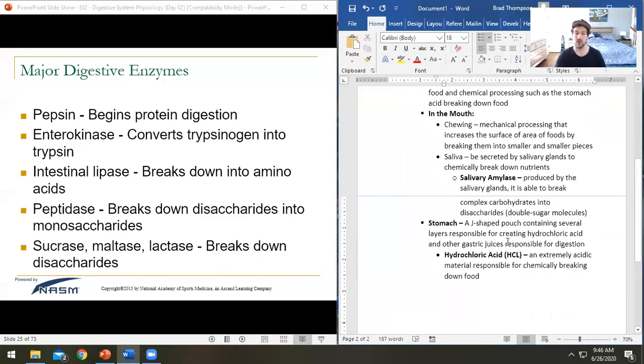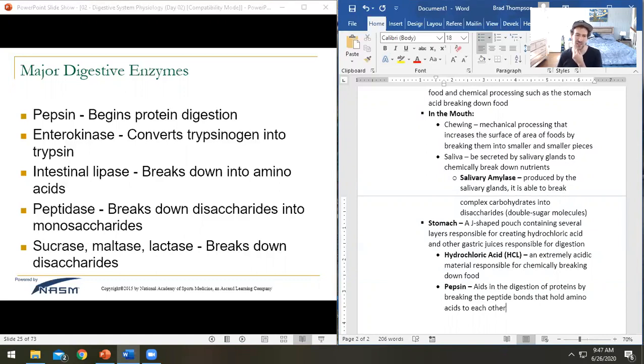So that's your hydrochloric acid, but you're also going to see things like pepsin, which aids in the digestion of proteins by breaking the peptide bonds that hold amino acids together to each other. Okay, so if your amino acids are held together with those peptide bonds, pepsin's going to break that up.